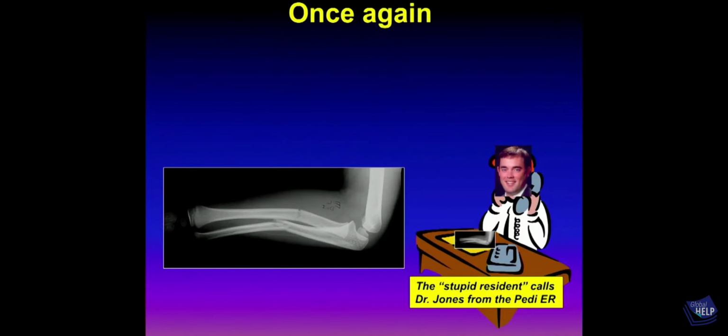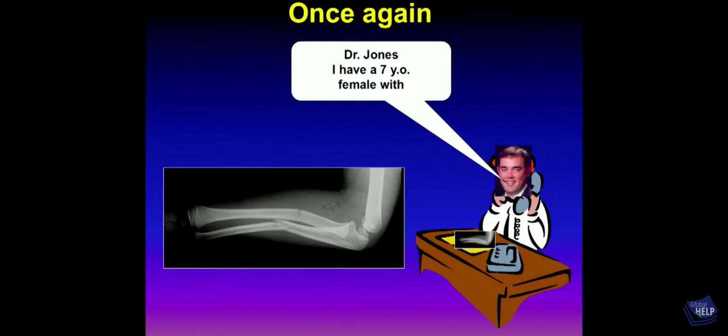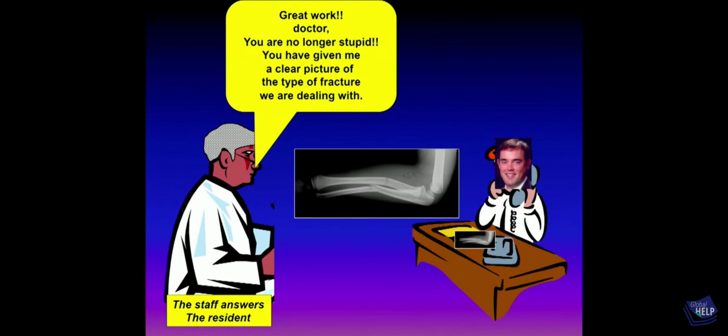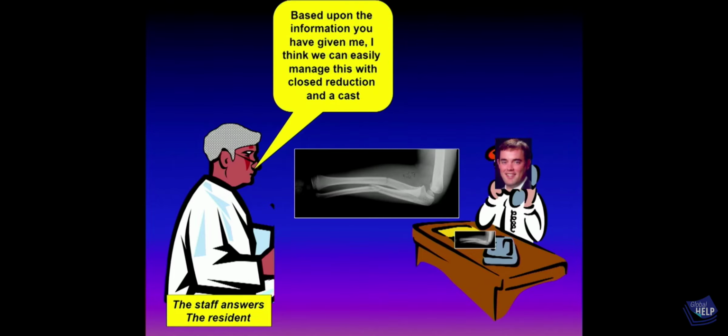Now, here we go. A resident has read this time. He went home and read, and so he calls Dr. Jones, and he says, Dr. Jones, I have a mid-shaft supination rotation apex volar green stick fracture involving both the radius and ulna. And with that description, immediately he tells him all the information. And Dr. Jones says, great work. You're no longer stupid. You have given me a clear picture of the type of fracture we're dealing with. Based on the information you give me, I think we can easily manage this with a closed reduction and cast.